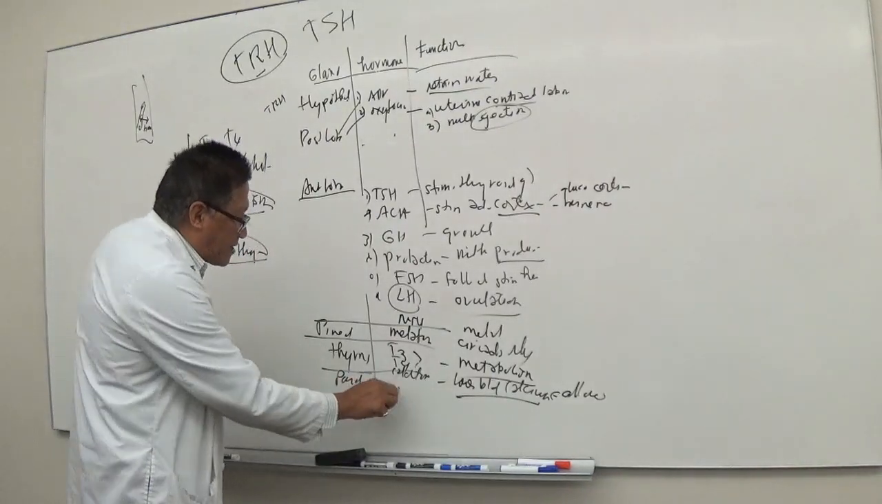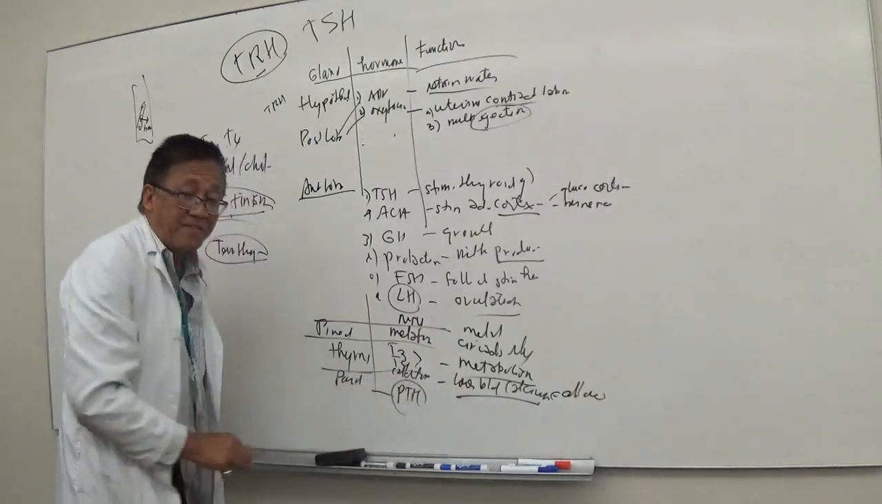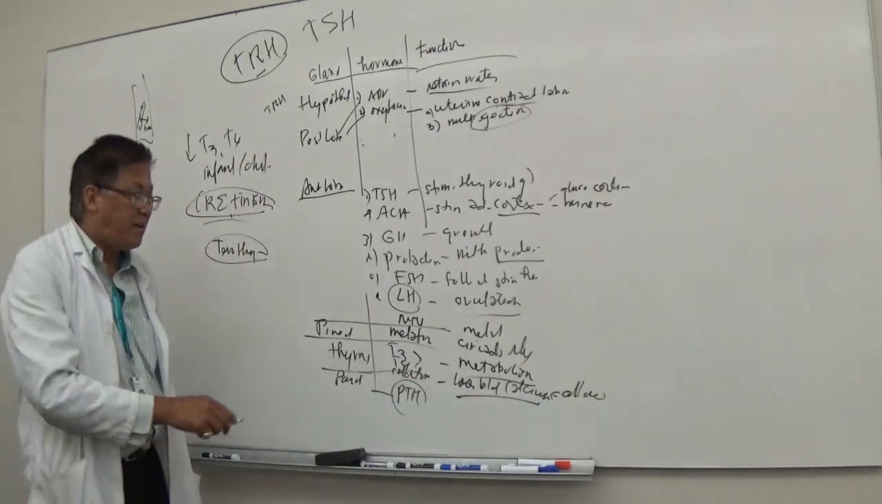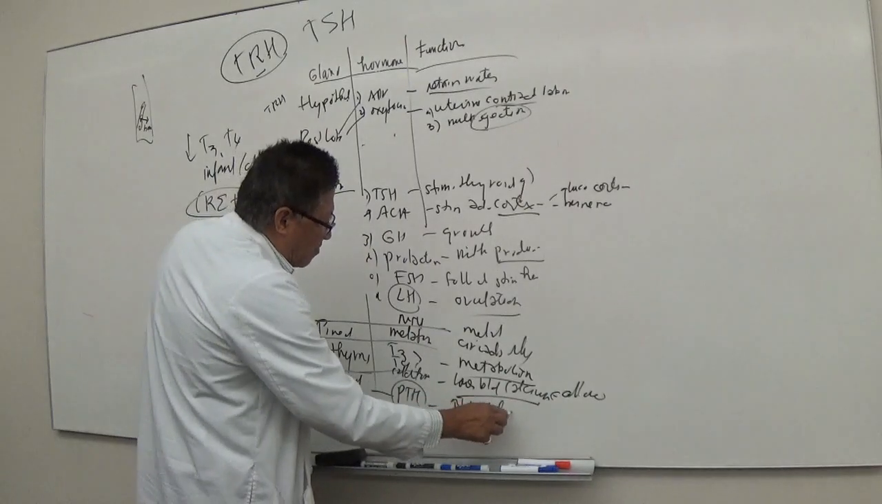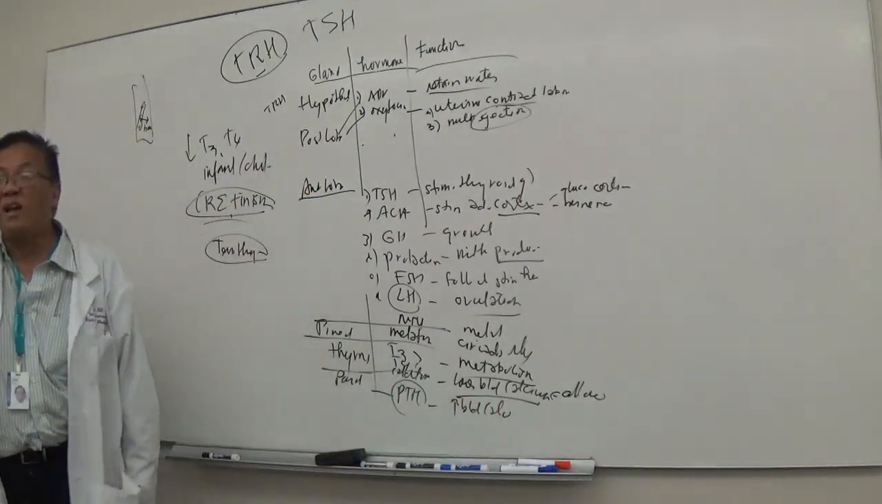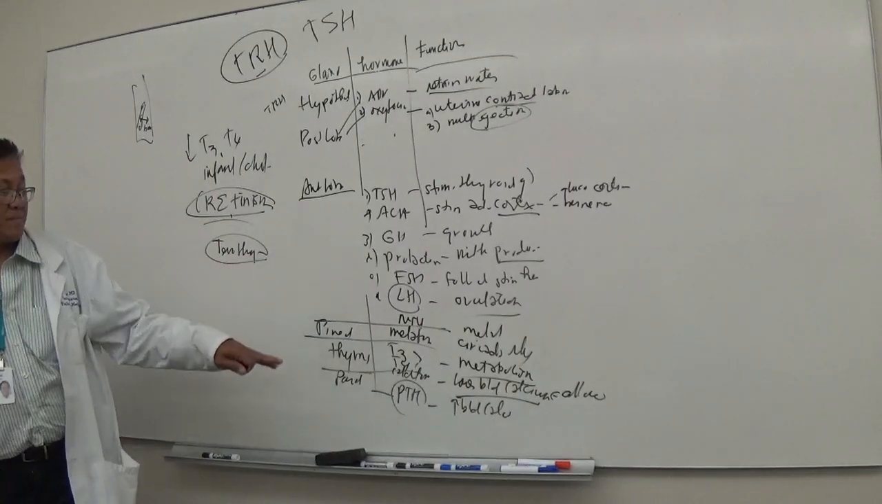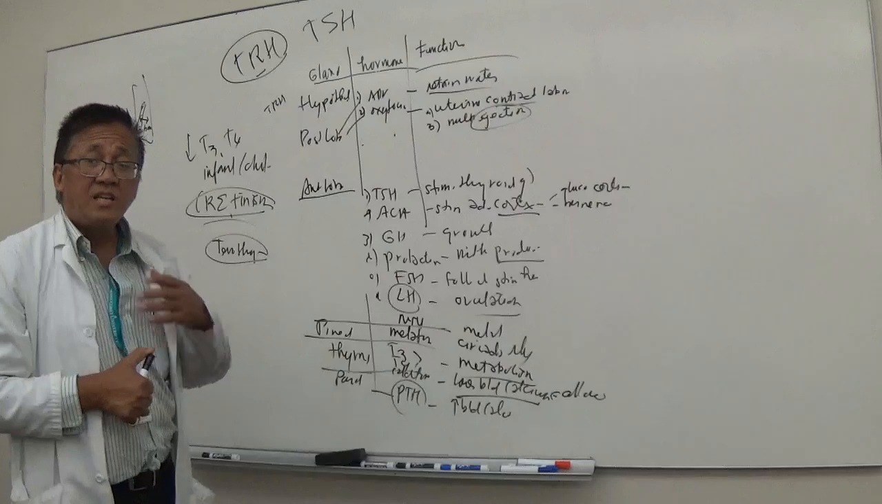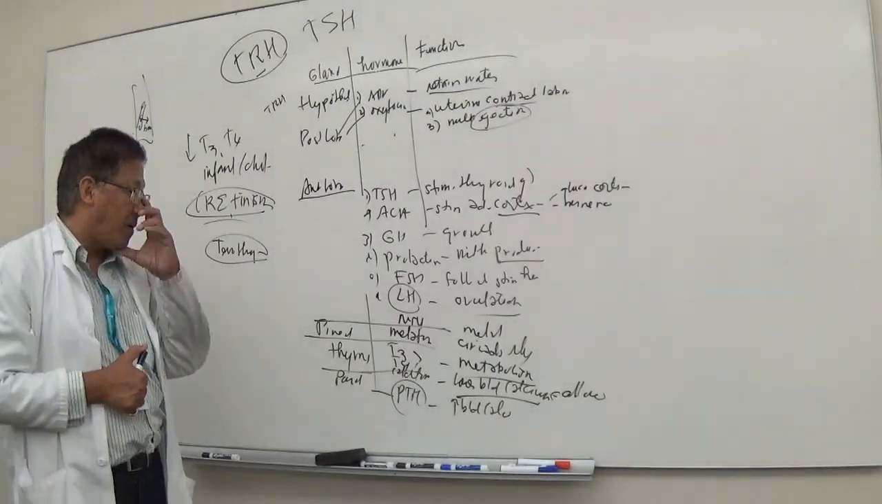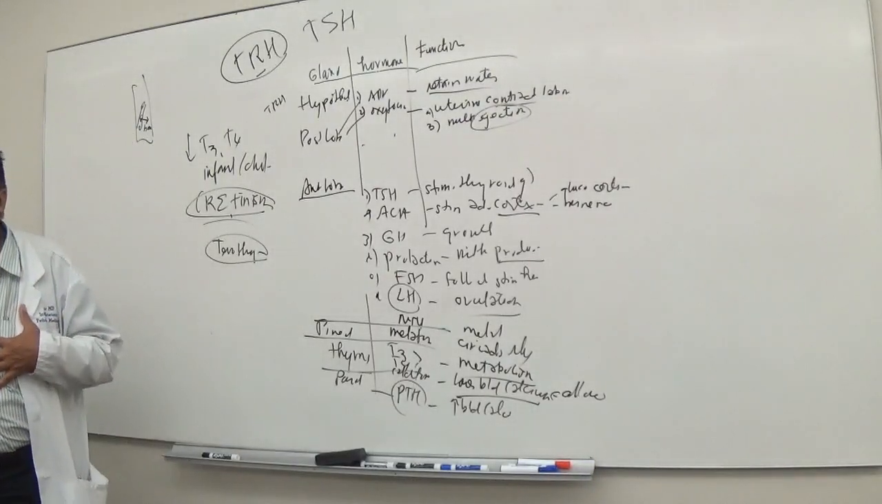Parathyroid. What is PTH? Parathyroid hormone is the opposite of calcitonin, right? Which is what? Increased blood calcium. Exactly. It makes what? It goes what? Bone to the blood. Opposite. Okay? It's found inside, embedded in the thyroid gland. Now, let's go further down.